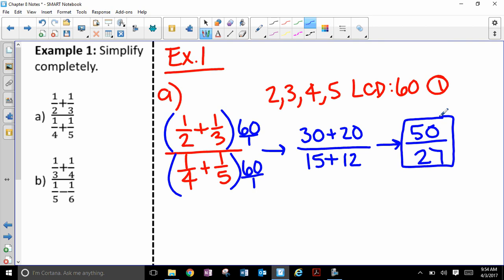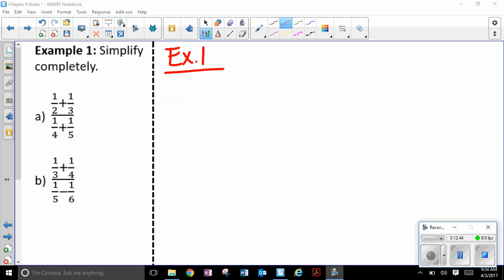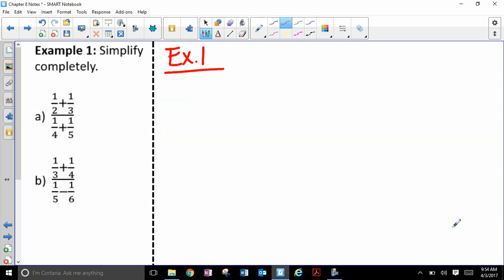Okay. All right, let's try part B. All right, so on part B, we have to look at all the small fractions, their denominators, so that would be 3, 4, 5, and 6. And we need to figure out what that LCD would be.